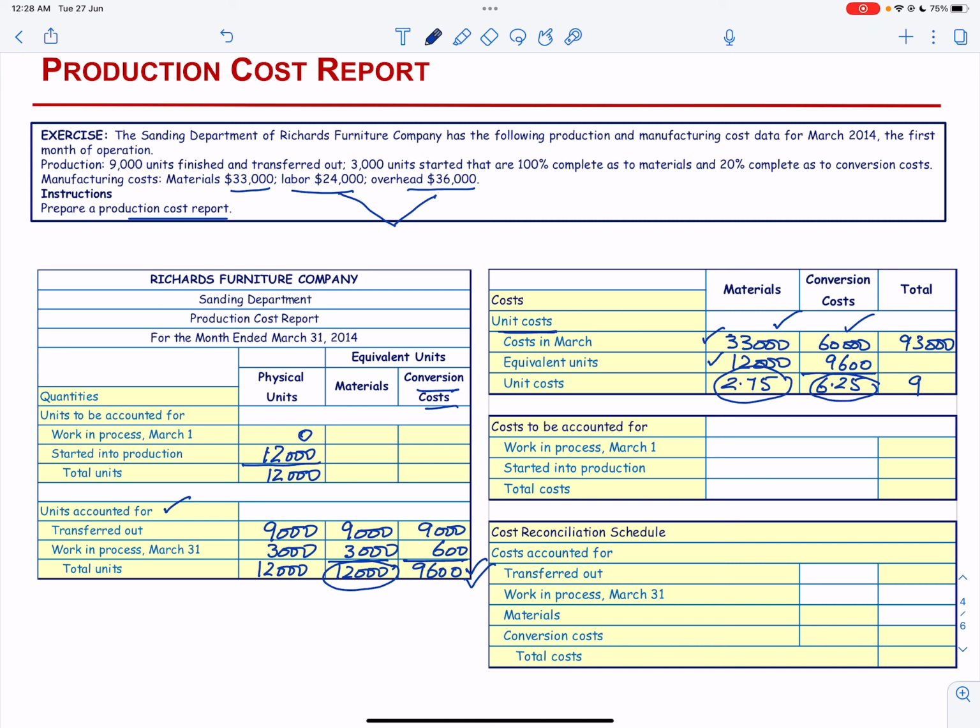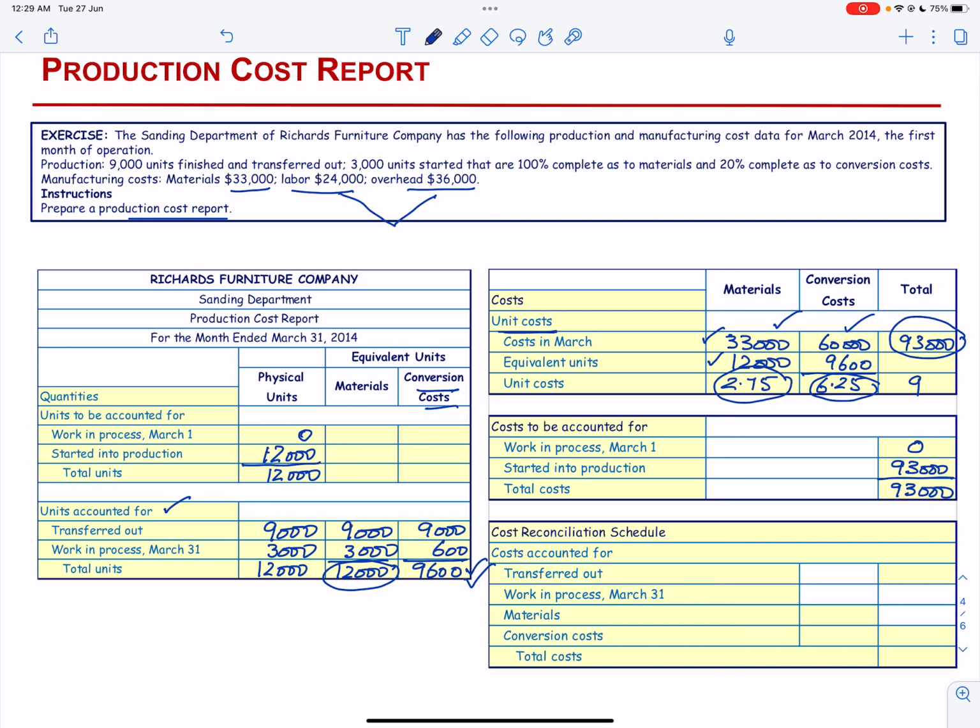Then the cost to be accounted for the work in process. Obviously there is no work in process on March 1st. Then we have started into production, and in the production for the month of March the cost is 93,000. So the total cost is 93,000.